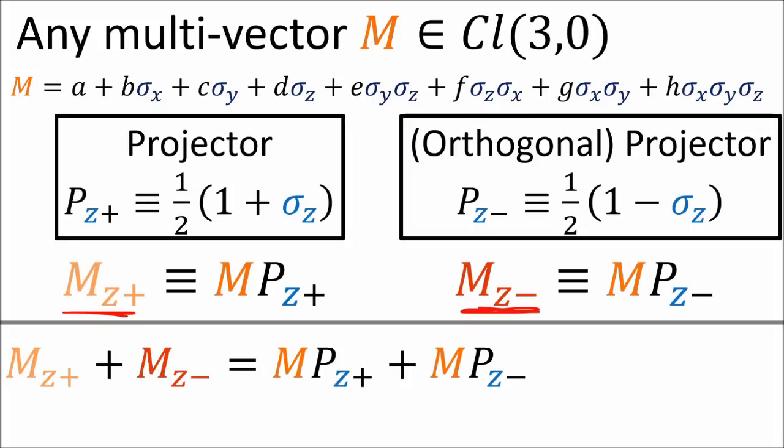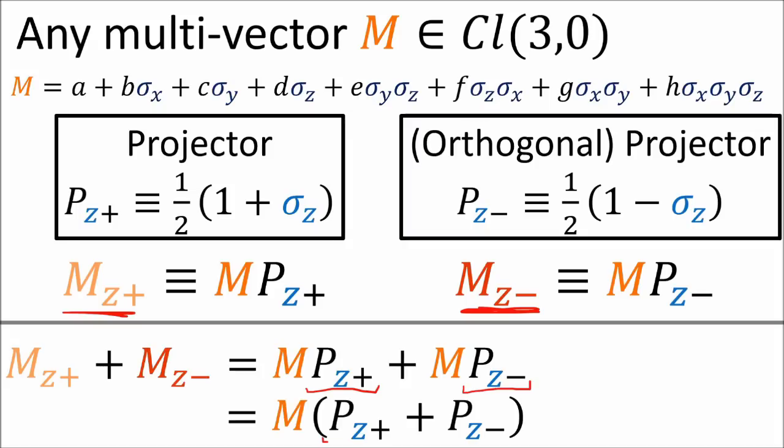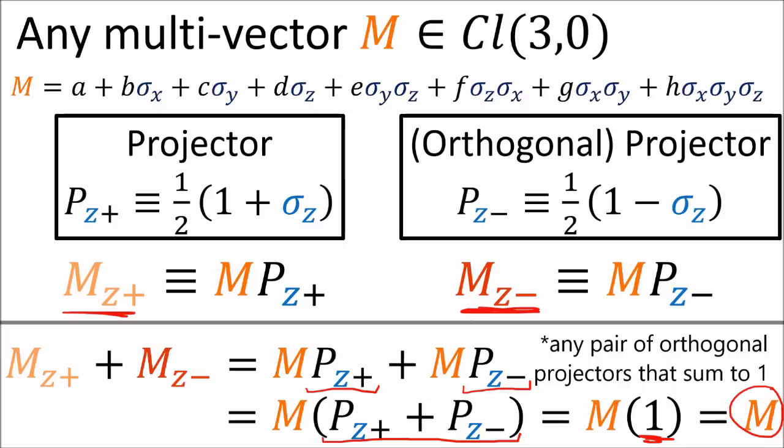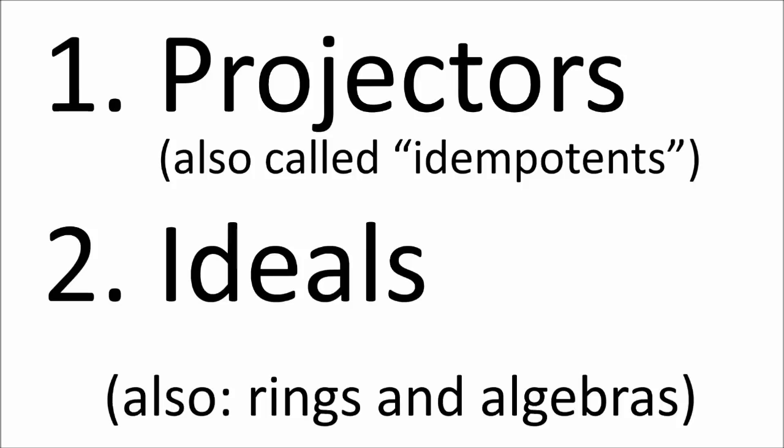We can then add the two pieces back together to get the original M, since Pz+ and Pz- add to give 1. The same is true for any pair of orthogonal projector partners. They can always be used to break up elements into two pieces that can be added back together again to give us the original. Let's switch gears for a bit and talk about ideals, which is a concept that comes up when studying rings and algebras.